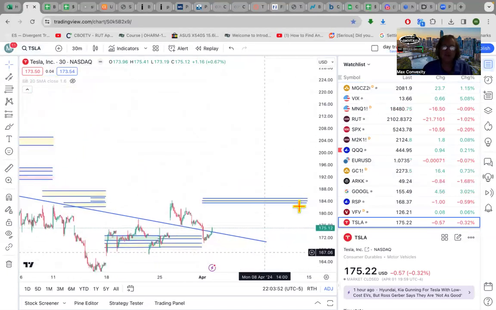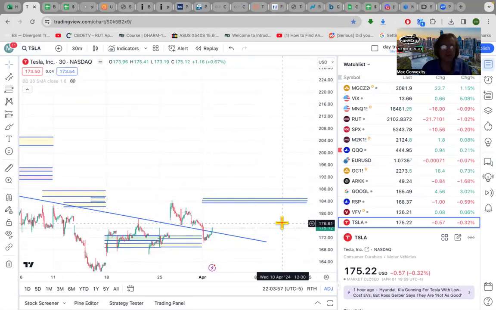All right, and they have two different strikes, 185 and 182.50. So we'll see how that works out. That's the price we're looking for these guys by the end of the week.